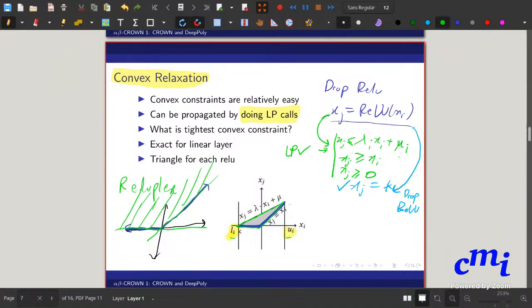they over approximate the ReLU with this kind of a triangle region, and then use that to avoid doing case splits, and then use the LP calls to come up with a safety proof, and if the safety proof goes through, then you're done, right?